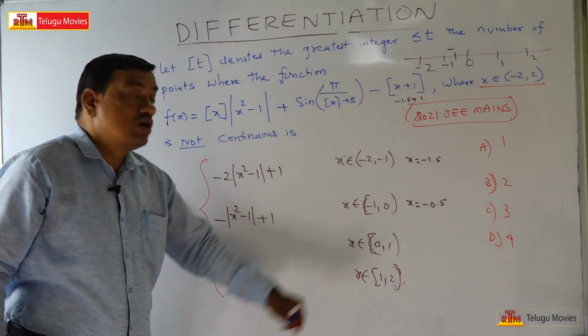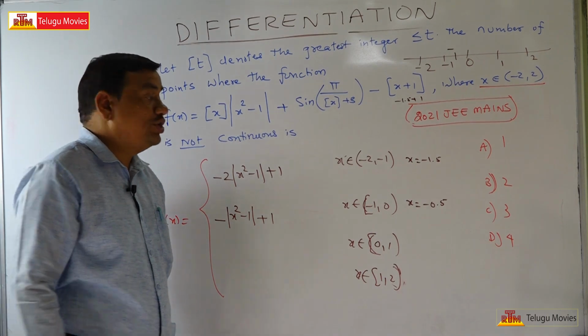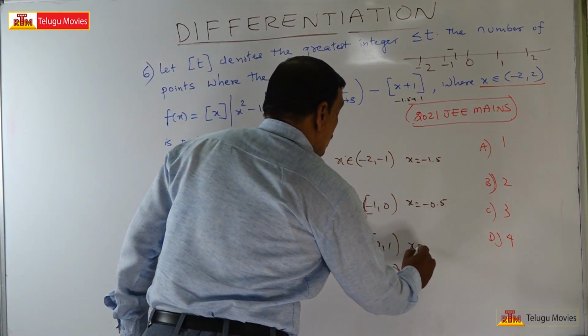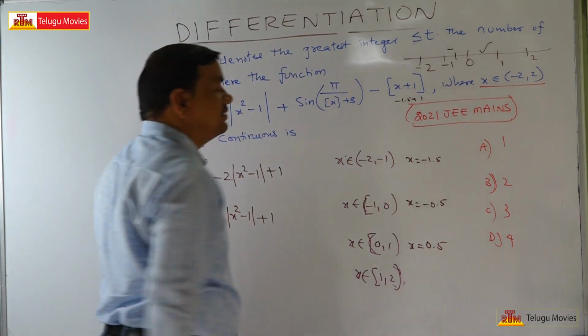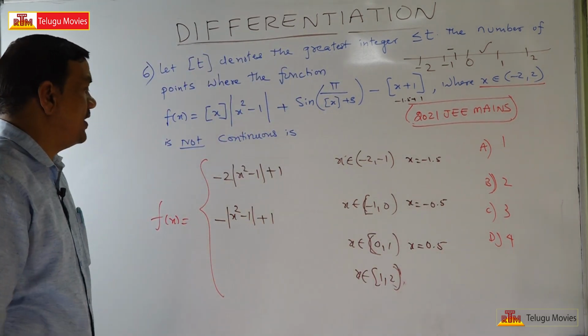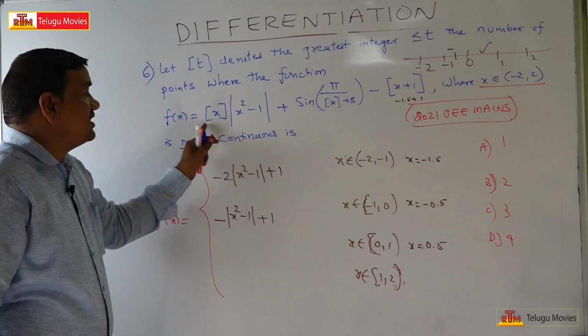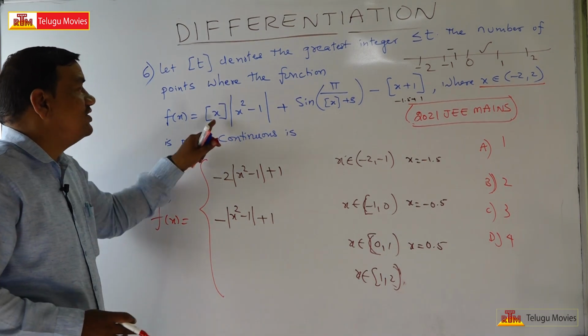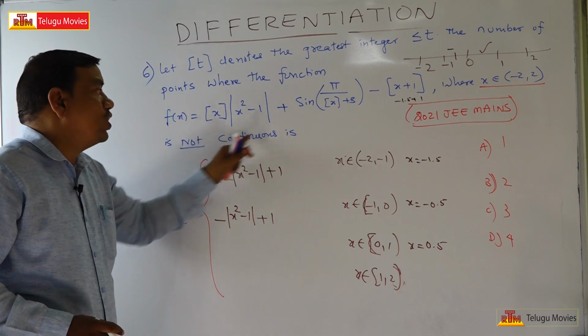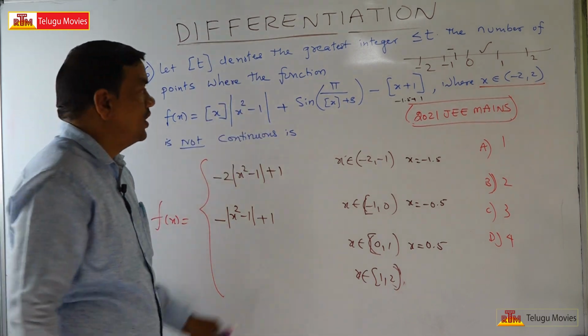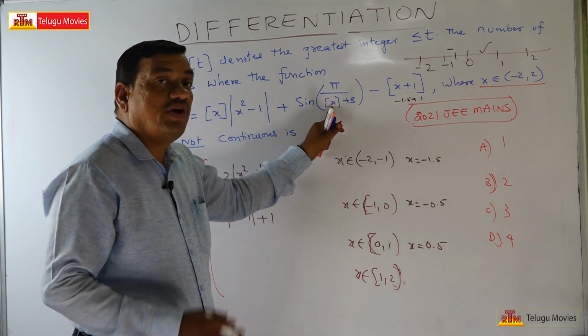Coming to x belongs to 0 to 1. Let us take x is equal to 0.5, for your understanding purpose. So what is step of 0.5? It is 0. Step of 0.5 is 0. So total this will become 0. So here step of 0.5 is 0.